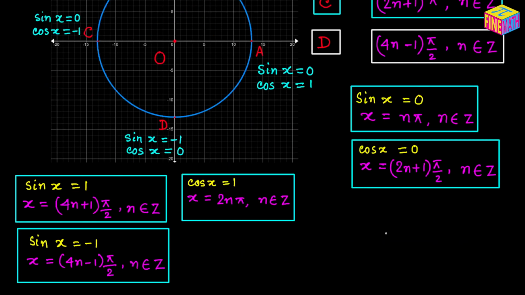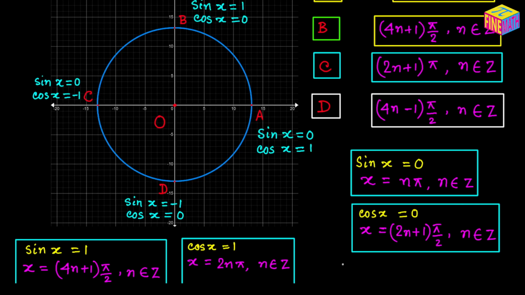And similarly, let's take a look at the trigonometric equation cosine of x equals -1. From the unit circle diagram, we can see that cosine of x can be equal to -1 only at one position, and that is the position C. And the general formula for the amount of angle at position C is actually 2n plus 1 times pi.